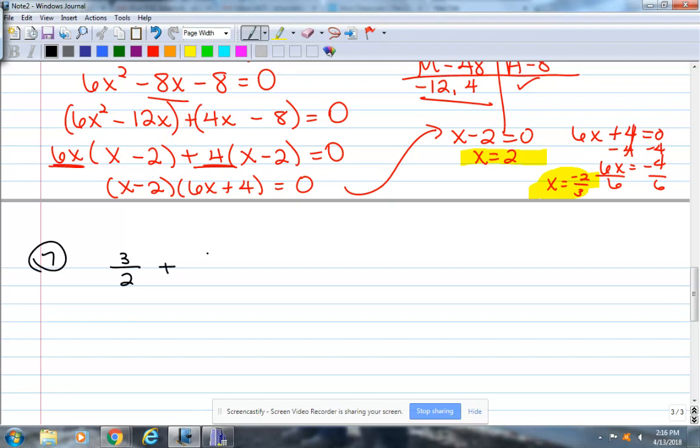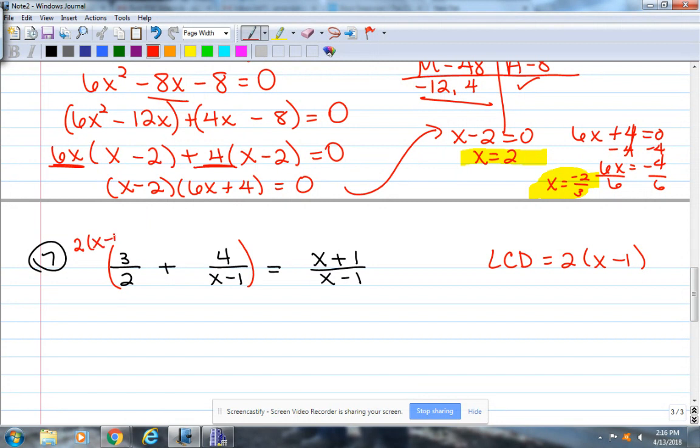3 over 2 plus 4 over x minus 1 equals x plus 1 over x minus 1. So the first thing we do is find the least common denominator. Part of it is 2, and then the other one is x minus 1. So you just need all your different denominators in your least common denominator. Does that make sense? And then we multiply on both sides by 2 times x minus 1.